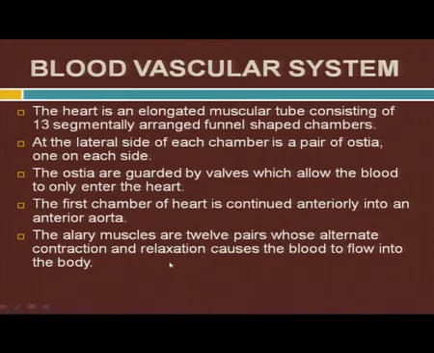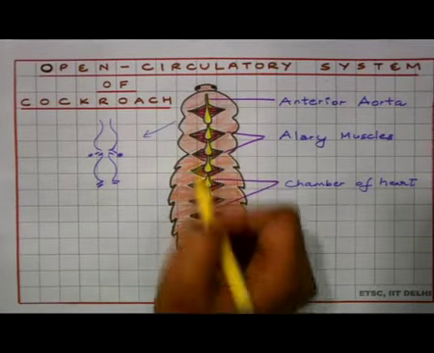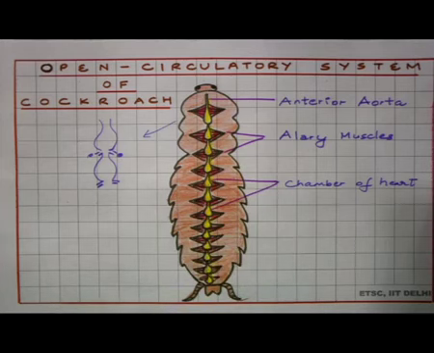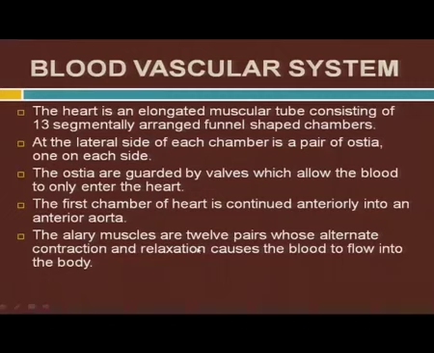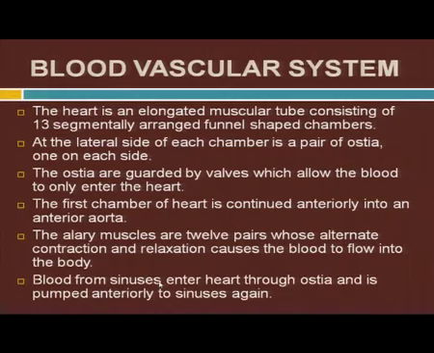The alari muscles are 12 pairs. These are the alari muscles you can see. These will help in contraction and relaxation of these chambers of the heart so that the blood flows properly to all the parts of the body. So, the alari muscles are helping in the contraction and relaxation, causing the blood to flow into the body.